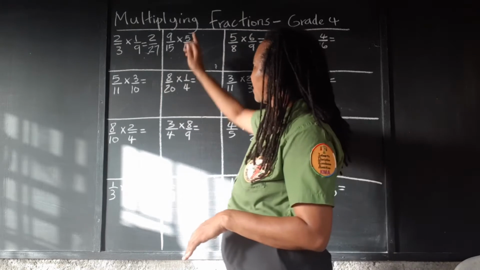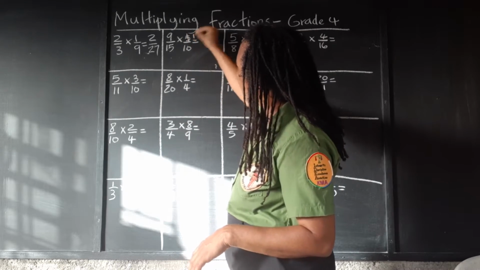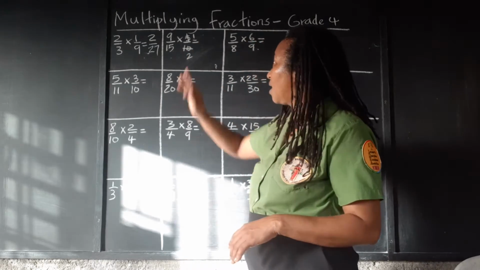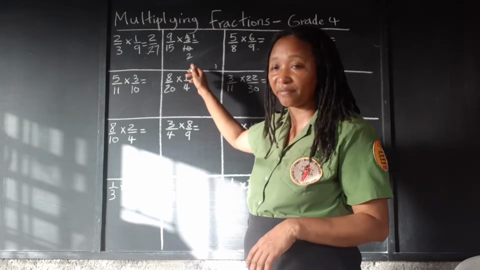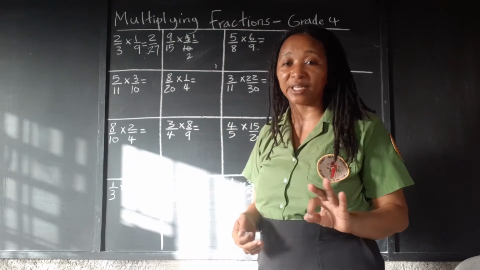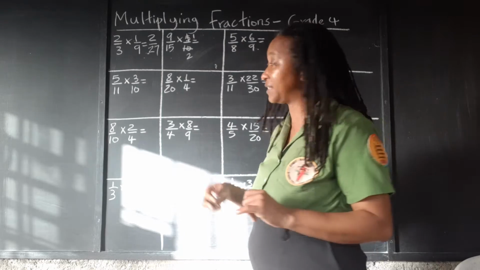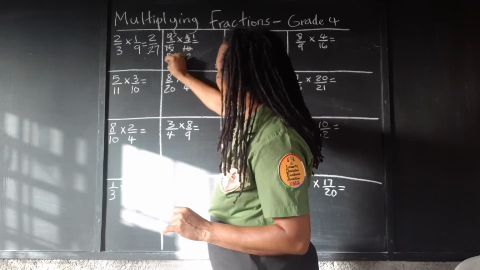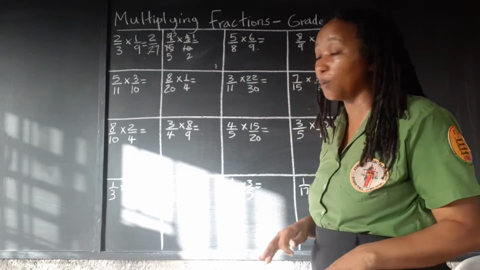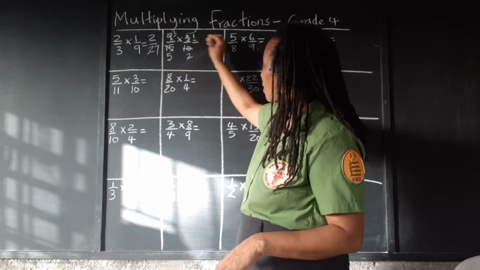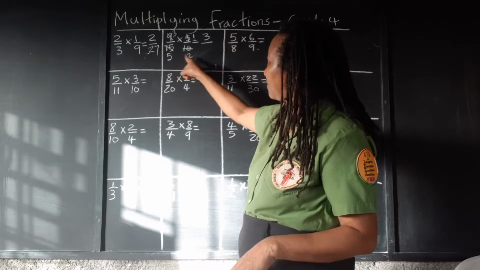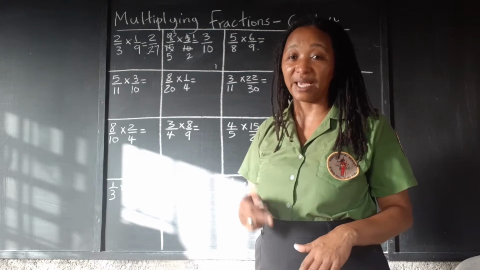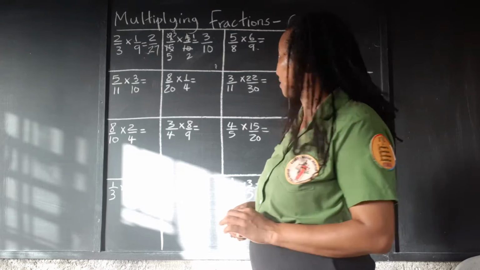So I'm going to reduce the 5 and the 10. 5 goes into itself once and 5 goes into 10 2 times. Right? So we no longer have 5 and 10, we now have a half. I'm going to use 3 to divide the 9 and also to divide the 15. So 3 goes into 9 3 times and 3 goes into 15 5 times. So what I'm left with now, I have 3 times 1, which is 3, and I have 5 times 2, which is 10. So my final answer is 3/10. Do you see that? 3/10.